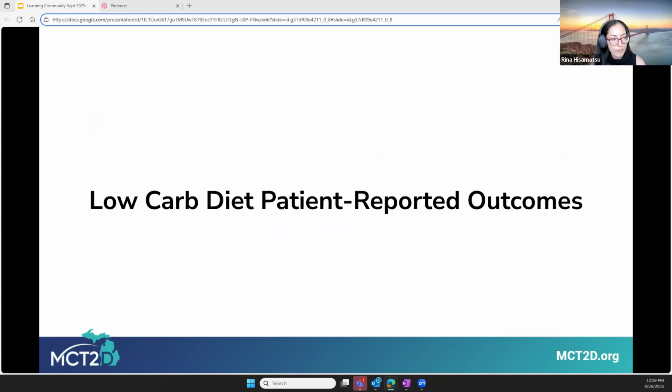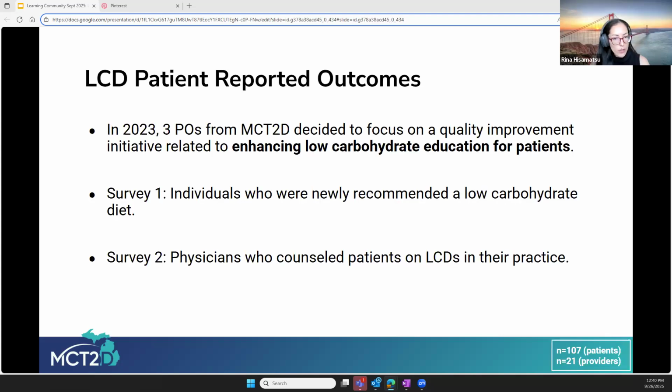All right. And now switching gears here, I wanted to share with you some of the key patient-reported outcomes from a low-carb diet quality improvement initiative that POs participated in the year 2023. I wanted to provide a quick intro and overview. So in 2023, we had 3 physician organizations select a focus on a quality improvement initiative related to enhancing low-carb diet education for patients.